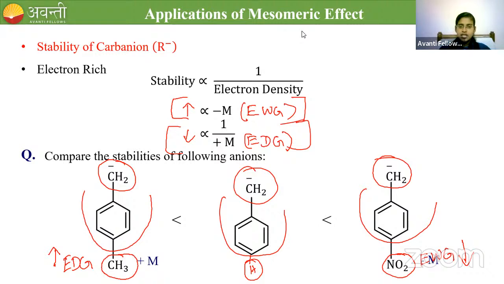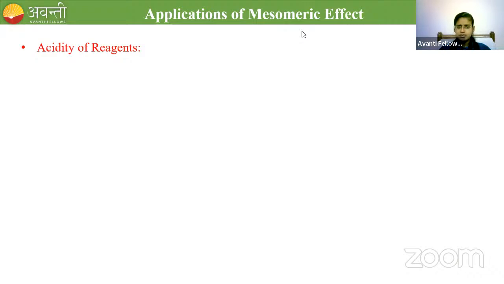Now next I will go for the acidity of reagents. Using the mesomeric effect, you can find out the acidity also. How? Acidic strength is directly proportional to Ka value, but in all the questions, Ka value will not be given. Now, how to find out the acidic strength using mesomeric effect? If the electron is taken, how will it become more stable? Carbanion is electron rich, right? One side electron donating group is there, which is the carbanion. And on the other side, we have an electron withdrawing group.